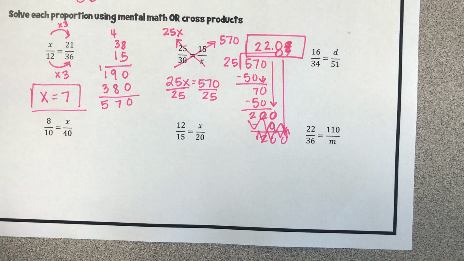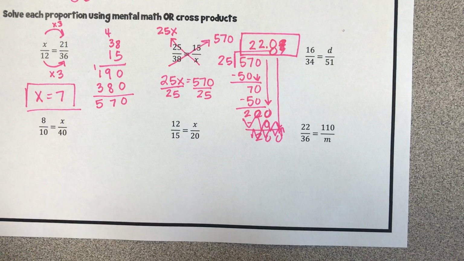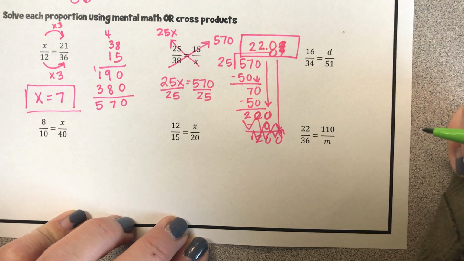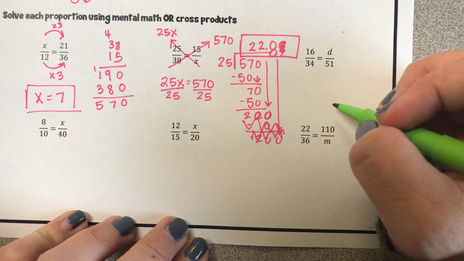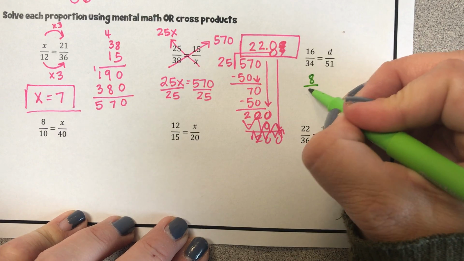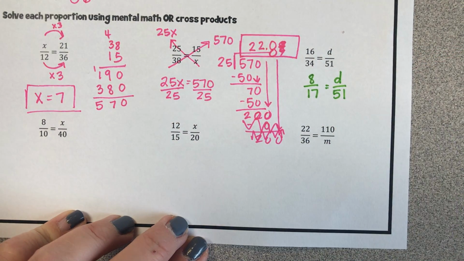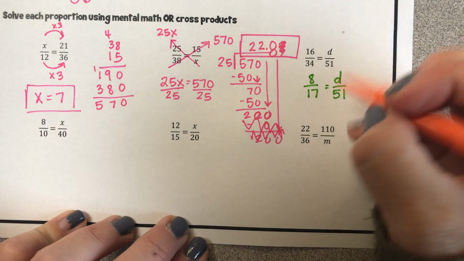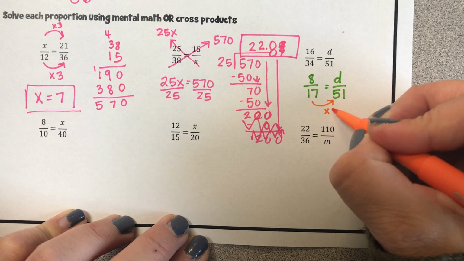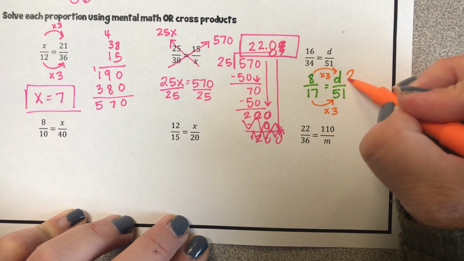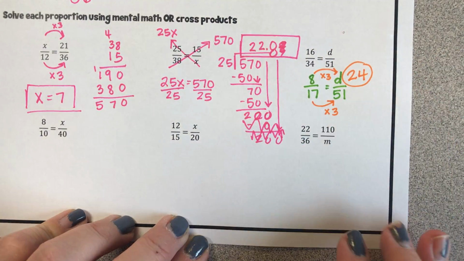Okay, let's look at the next one. Sometimes before I decide which method I want to use, I check if it's in simplest form first, because that can make it easier. So like here, what are 16 and 34 both divisible by? 2. So that's 8 over 17 equals D over 51. And now you might recognize 17 times 3 is 51. So what's 8 times 3? 24. And that's my final answer.